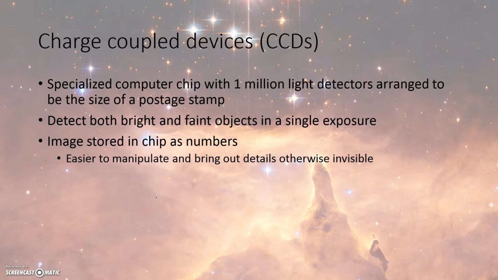So a CCD is a specialized computer chip that has 1 million light detectors, and they're all arranged around the size of a postage stamp. So think about that. That's a lot of lights in a little size. Right? They can detect both bright and faint objects in a single exposure, and they can store the pictures in the chip as numbers. And that makes it easy for whoever's using it to manipulate the picture and bring out details that you would otherwise not be able to see.